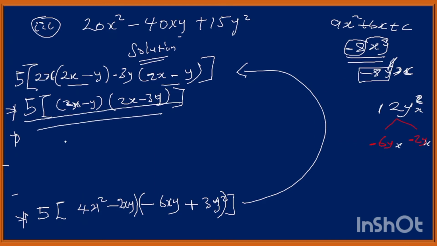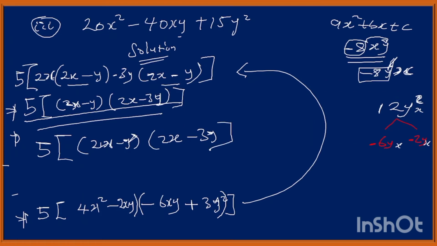This can be my answer, or I can take this y into this 5 into each of those terms. So to cram it all, this is y into 2x minus y into 2x minus what? 3y. So that's it. So that's the answer to that particular question.